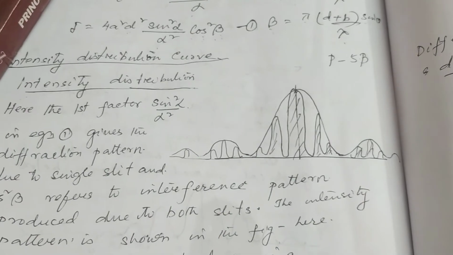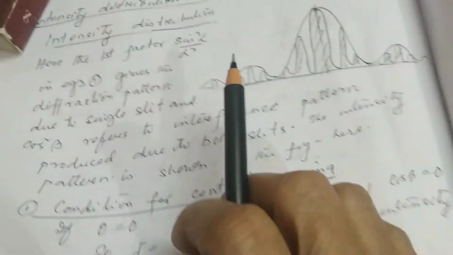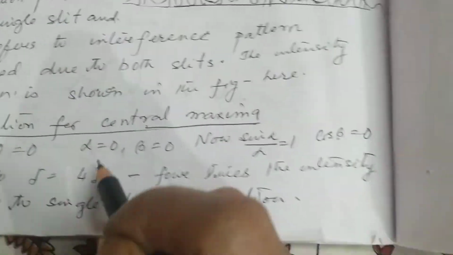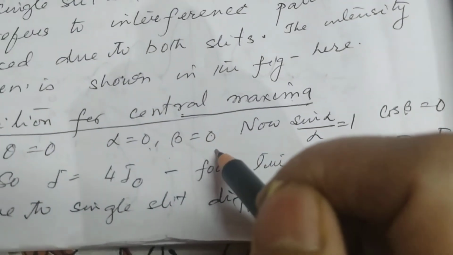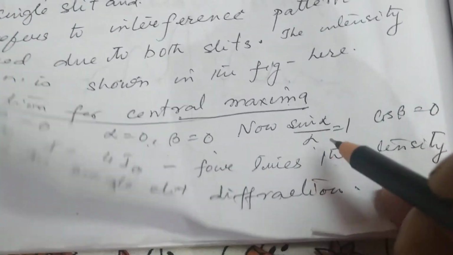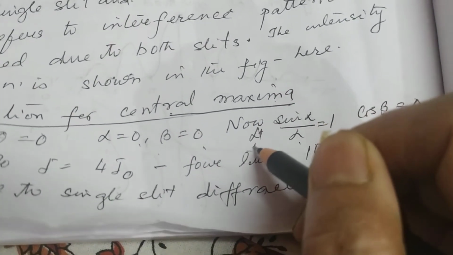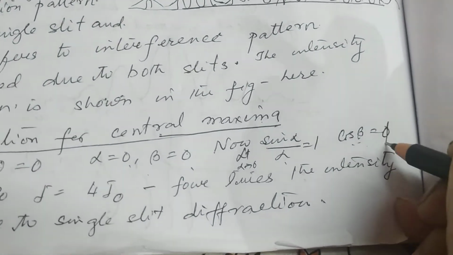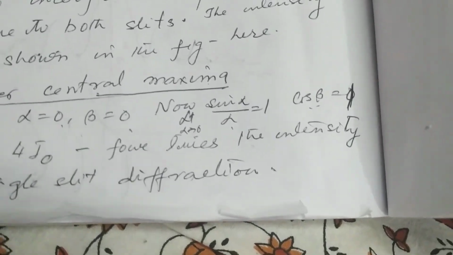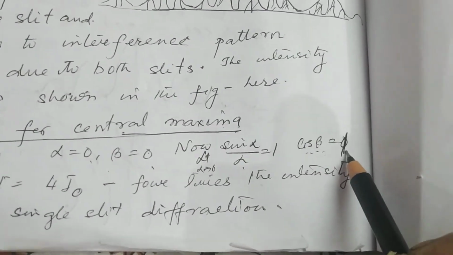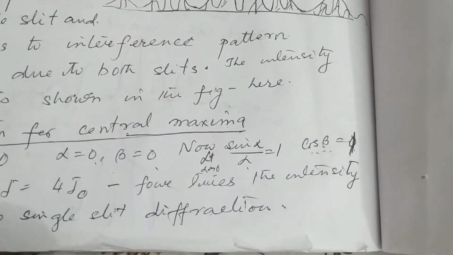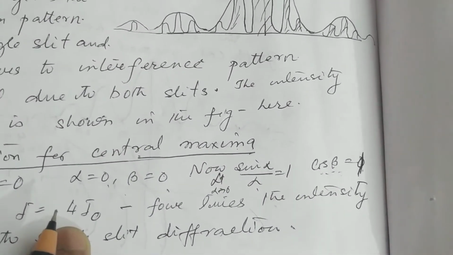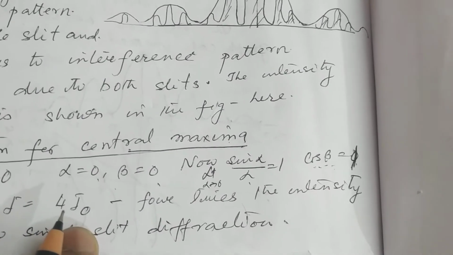If theta is equal to 0, the condition for central maximum, then my alpha will be 0 and beta will be 0. So sin alpha by alpha, limit alpha tends to 0, is equal to 1, and cos beta, if beta is equal to 0, is 1. So when theta is 0, I am getting cos beta as 1 and sin alpha by alpha also 1. So intensity I becomes 4 a square d square, that is 4 I0.